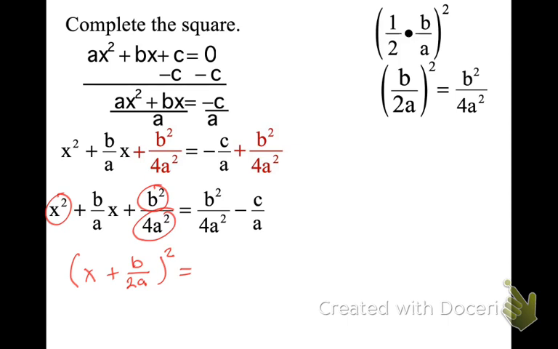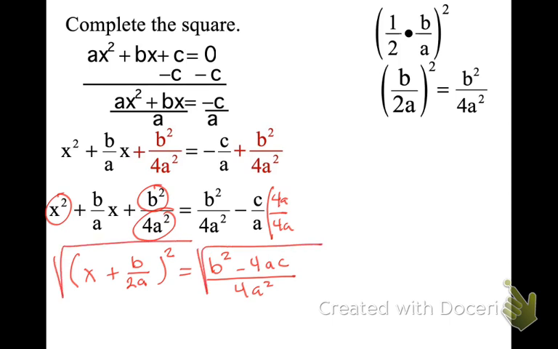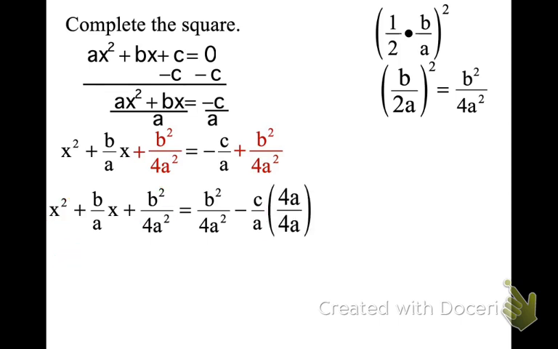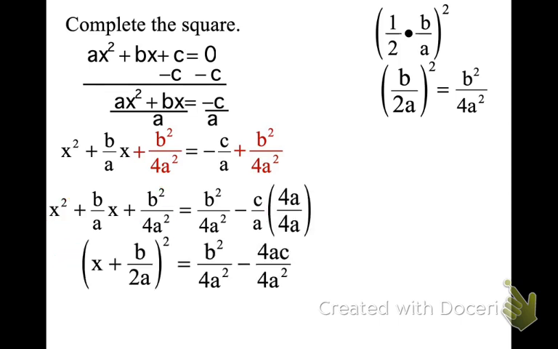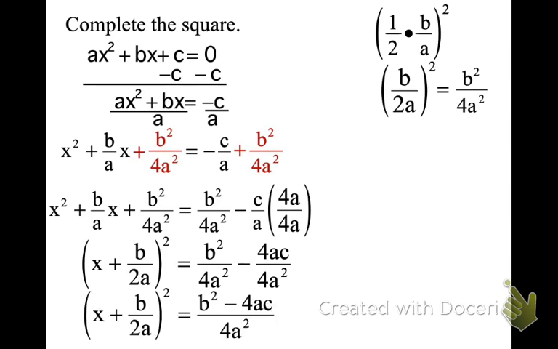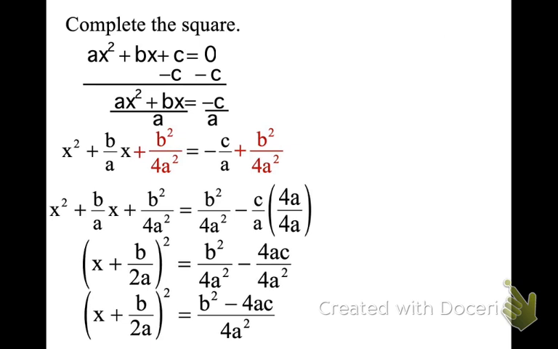Now over here, I'm going to need a common denominator, so I'm going to multiply by 4a over 4a. And so now we end up with b squared minus 4ac, and isn't it all over 4a squared? Okay, now we're going to root both sides. I'm going to go back to my PowerPoint because it's cleaner. So now we've got it all over b squared minus 4ac. Now I'm going to root both sides.